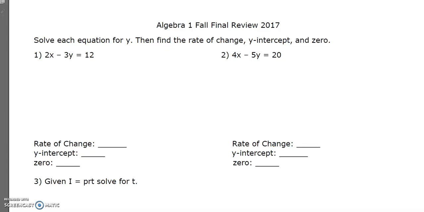Okay, let's go over the review for the final exam. So number 1 and 2, they are asking us to solve each equation for y, which means they are just asking us to put it into slope-intercept form, where the y is by itself. And then it's asking us to find the rate of change.